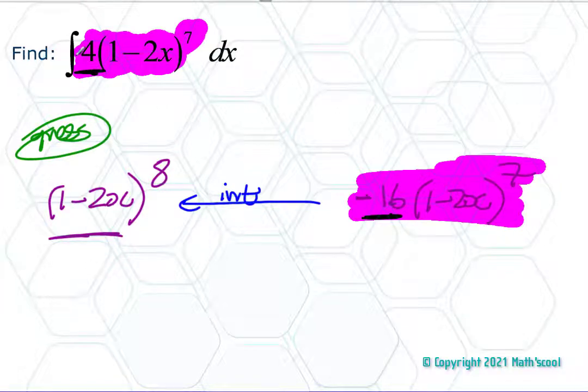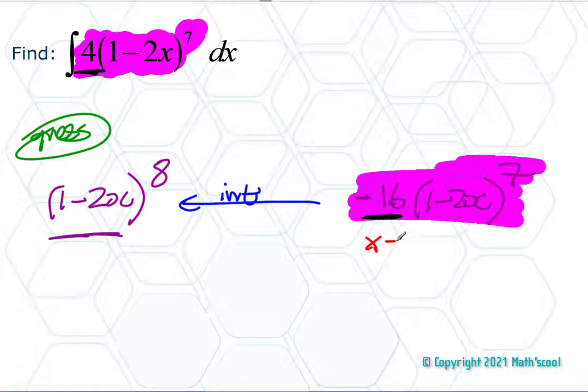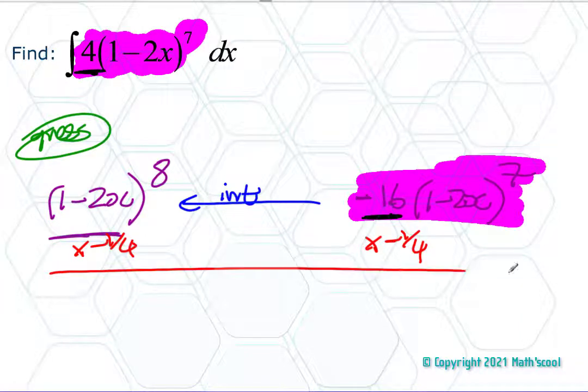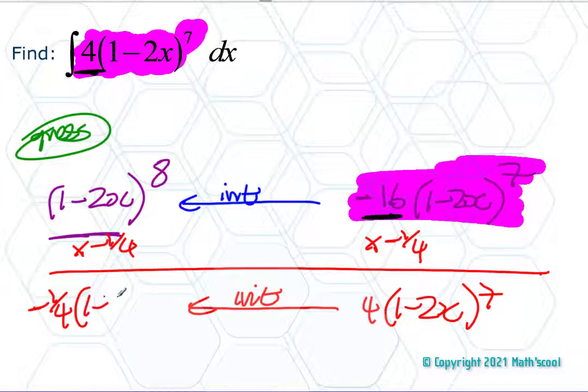Oh, but hold on, I've got to change the sign as well. So I'm going to divide it by minus 4, so I'm going to times it by minus a quarter. So times by minus a quarter, times by minus a quarter. And so that's going to give me 4, 1 minus 2x to the power 7, integrates to give me minus a quarter, 1 minus 2x to the power 8 plus c.